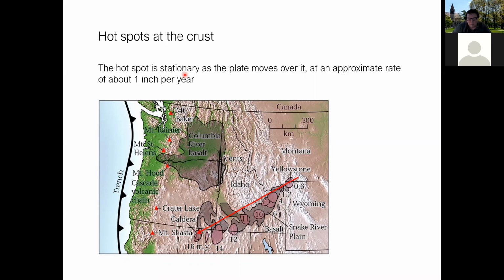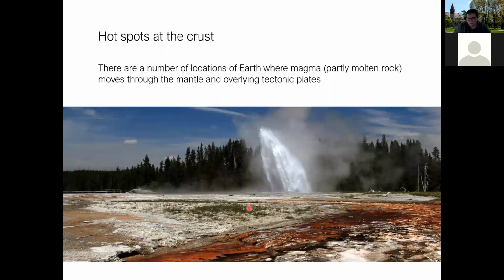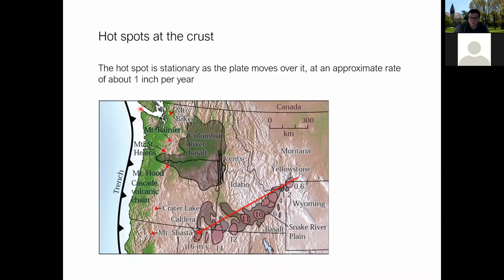And a classic example of this ties back to Yellowstone in the Pacific Northwestern part of the United States. What you can see here is that there are major episodes of volcanism where Yellowstone now is in the northwestern part of Wyoming, and you can sort of track this plume hotspot back to an area called Mount Shasta and Crater Lake Caldera, and just east of Mount Shasta, I should say, in California, where you can see that the plume has remained stationary and the plates moved over it with time.